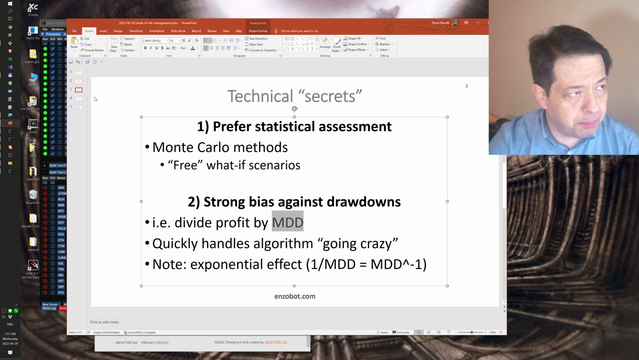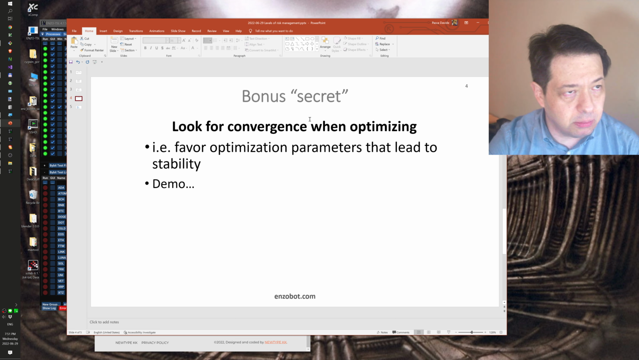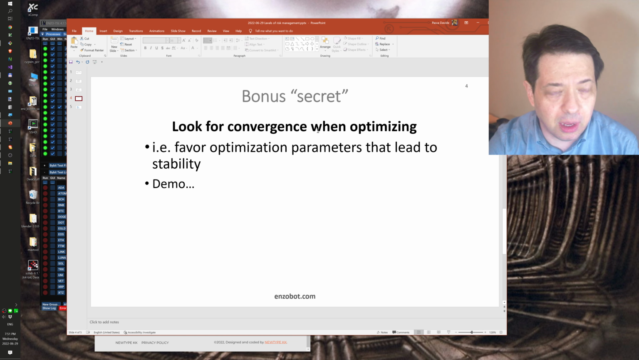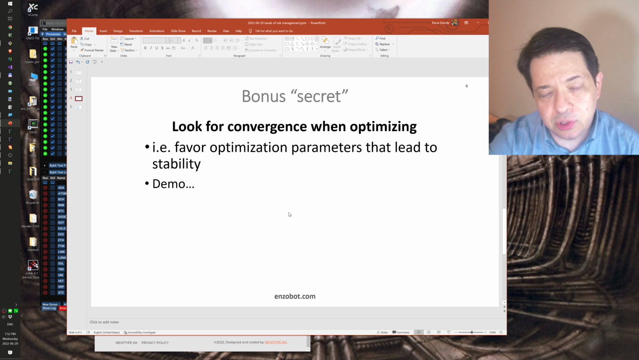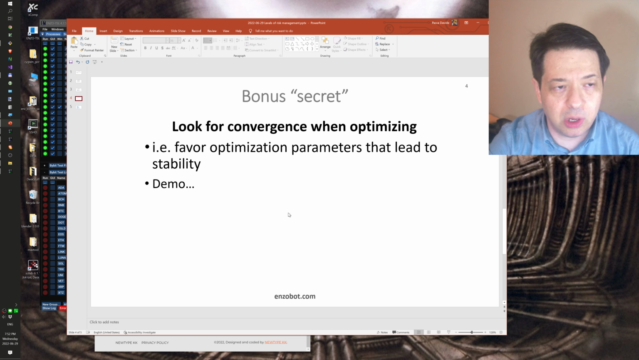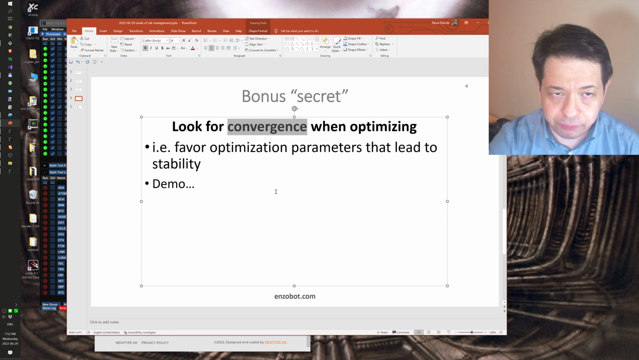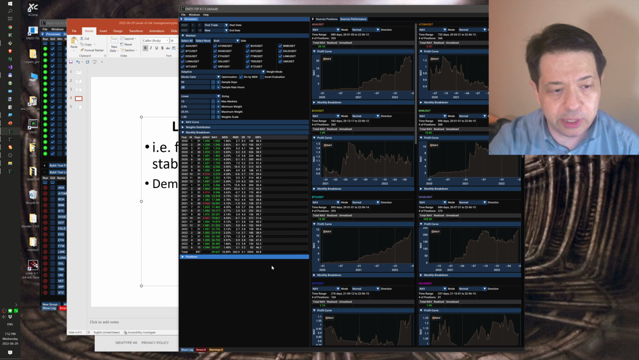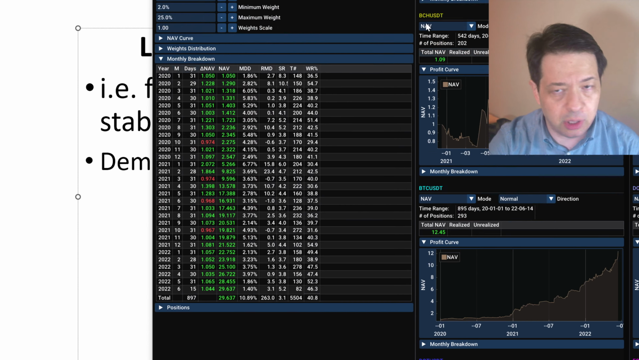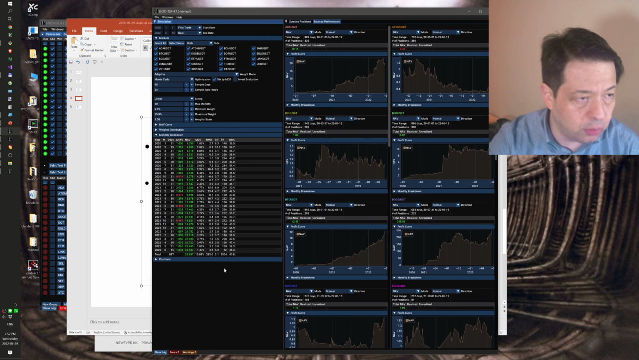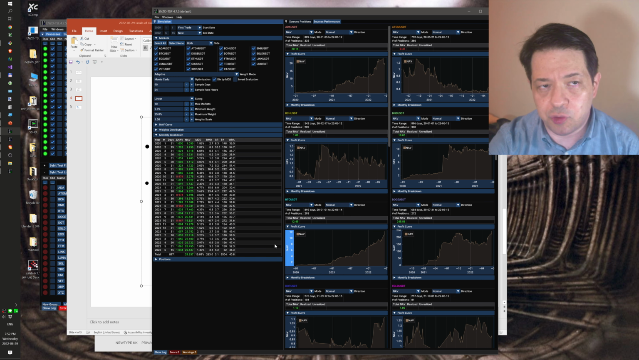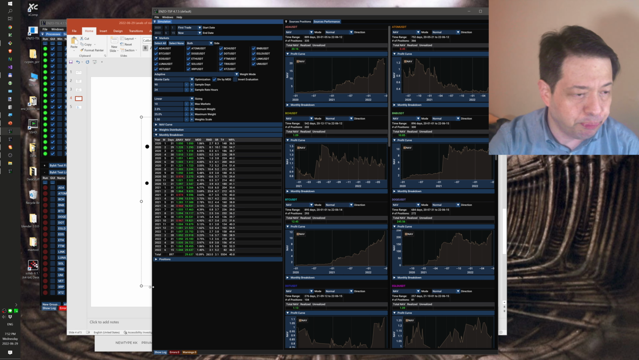And the third bonus secret, again, it's not that big of a secret, but something that we definitely use, something that makes sense, that it's worth keeping in mind when optimizing, is looking for a convergence when optimizing for values. And I will show here another example. So in a previous video, I showed our portfolio management research tool that we use to decide which strategy is better to use for portfolio management.